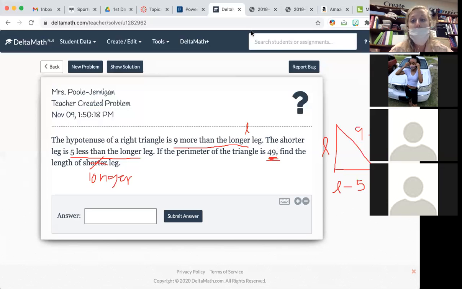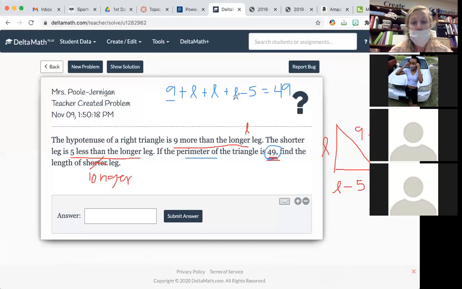Some of your classmates I saw on their work paper actually just guessed and checked. I'm okay with that too, as long as you show me your work. Do y'all know what I mean by guess and check? You can just plug in numbers for L until you get it to add up to 49. That's also fine with me. But I'm going to set it up like this so I can show you how you would set it up. So if I add all 3 sides, we know that it should equal 49 because perimeter is 49.